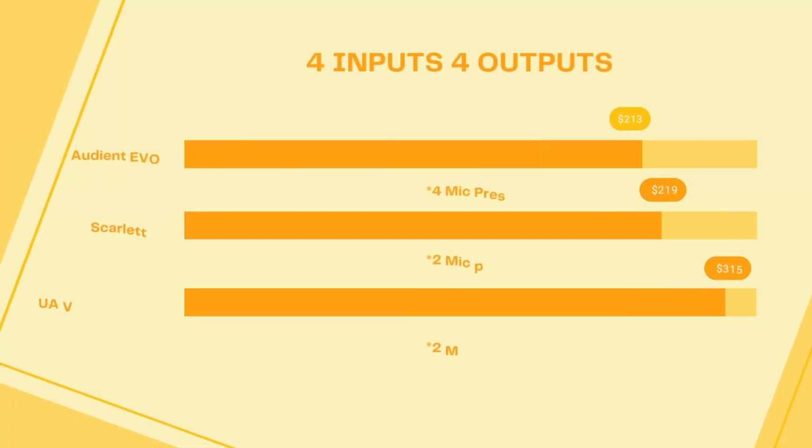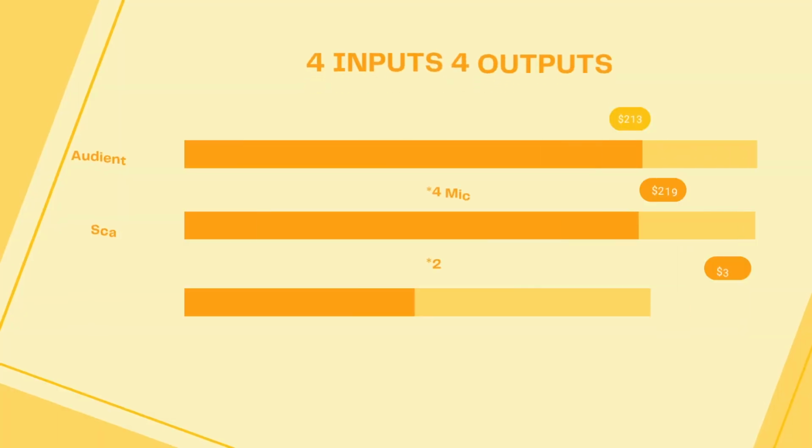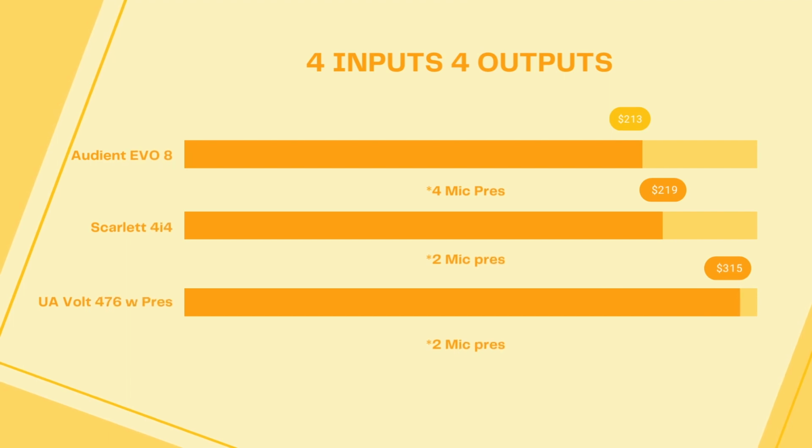Alright, then you got the Scarlett 4i4, which is just a little bit more at $219, but you have that rugged stability, and that is the same class as the 2i2, just with a few more inputs. You still get 2 mic pre's, 4 inputs, and lots of goodness from Focusrite. Most expensive in this category out of the 3 brands is going to be Universal Audio again with their 476 with the mic pre's, and that's going to be around $315.